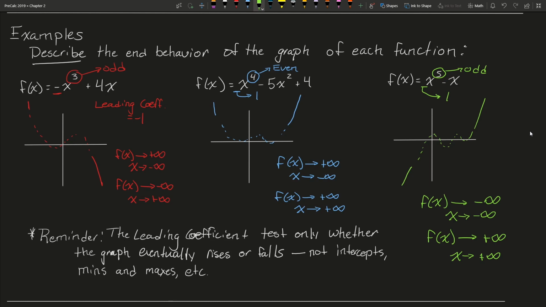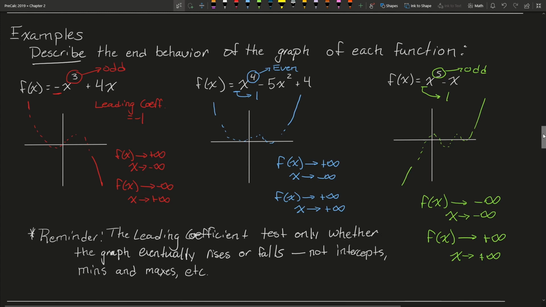This is a reminder, the leading coefficient test only determines whether the graph eventually rises or falls. It doesn't tell us anything about intercepts, minimum and maximum, or anything else. That is why there are dotted lines in between. So the red dotted line means we don't really know what happens in between. We only know the top and the bottom. Same with the blue graph. We only know what happens at the extreme. We don't know what happens in between.